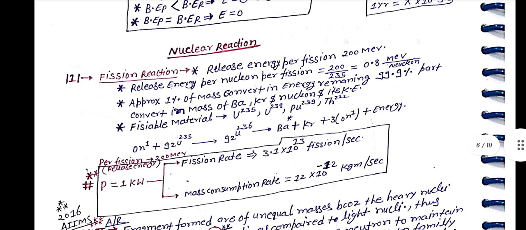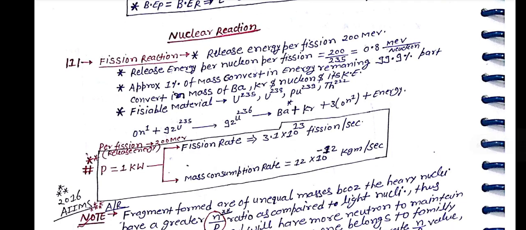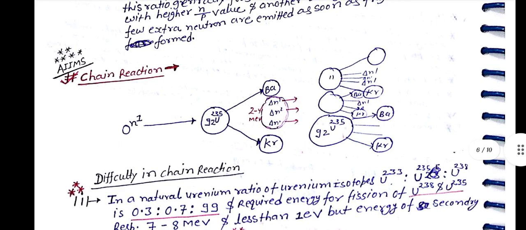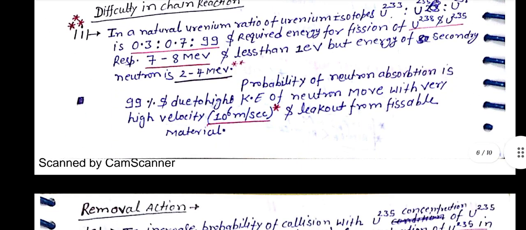Next important is nuclear reaction. In this, fission reaction is most important, that is it releases energy per fission of 200 MeV. Energy released per nucleon per fission is equal to 200 by 235, that is equal to 0.8 MeV. Note is there. Next is chain reaction. Here you can see the chain is there, with neutron, barium, and so on. Like this the chain is formed.